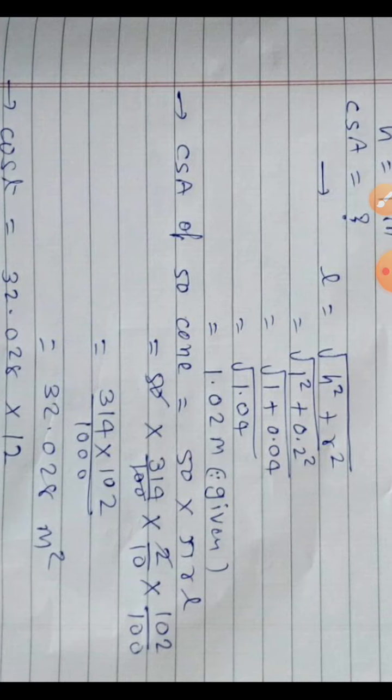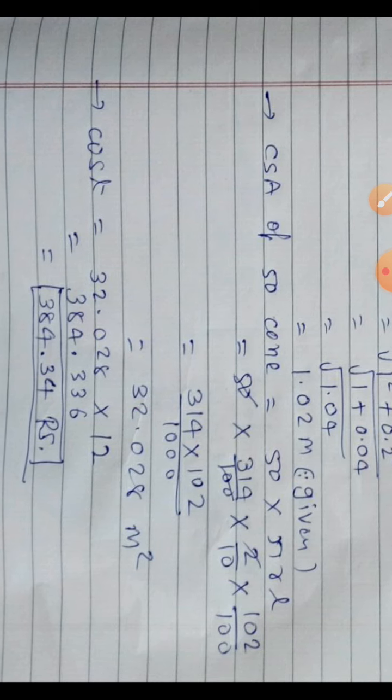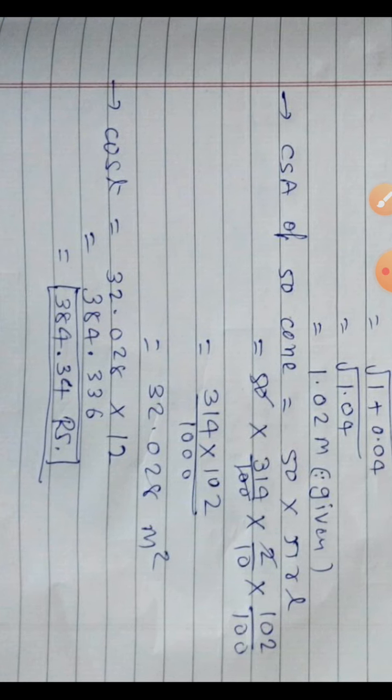All values are placed, simplified, so we got the answer of the CSA of 50 cones. Then we multiply by 12. Why? Rate of painting is given: rate of 1 meter square painting is 12 rupees. We have so many meter square to paint, so we multiply by 12. So at last we just rounded off the final answer and gave it as 384.34.